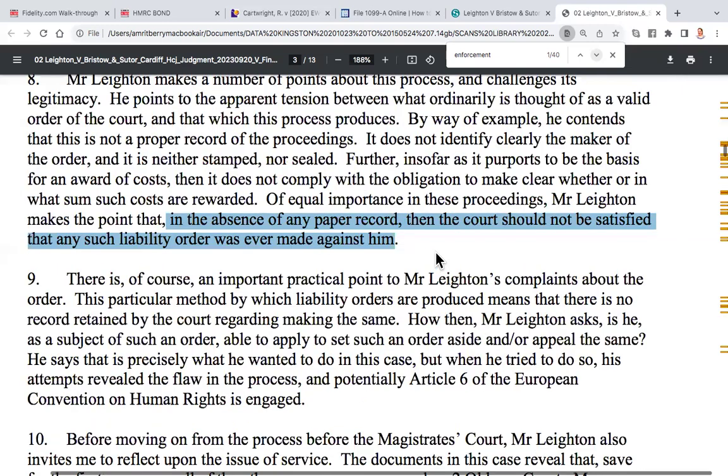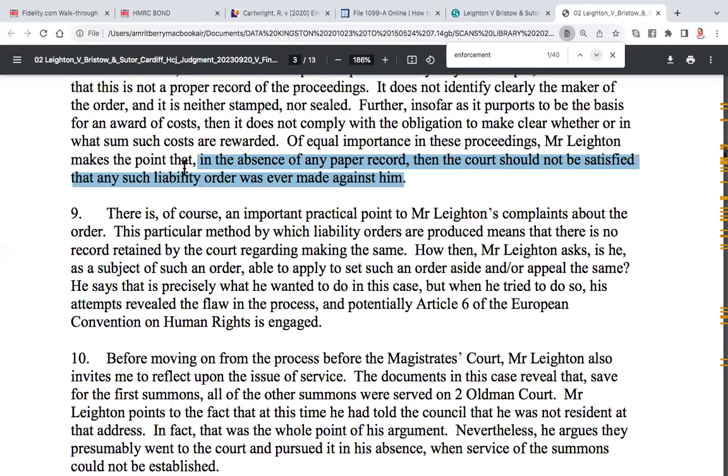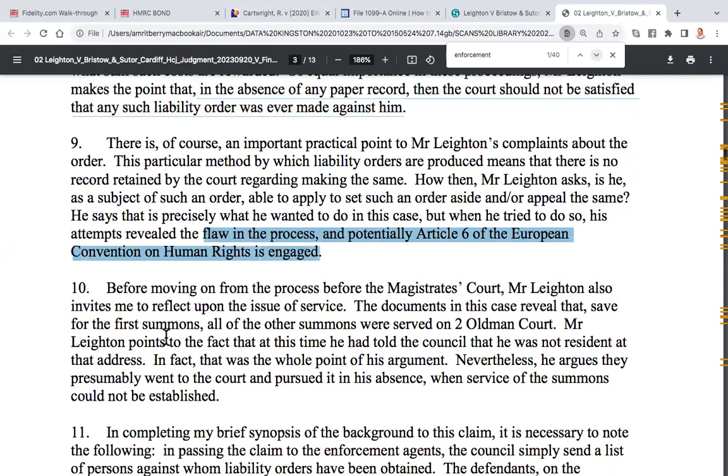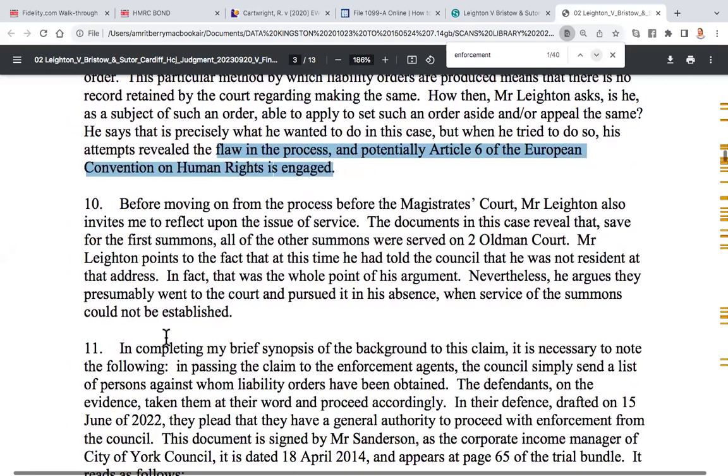So then we go on about the method by which the liability orders are produced. No record retained by the court regarding making the same. And I've covered the next point, which is how can he appeal it? So the flaw in the process by which the right of appeal is denied, that's your human rights, basically, to agree the services that are provided to you by the public services.